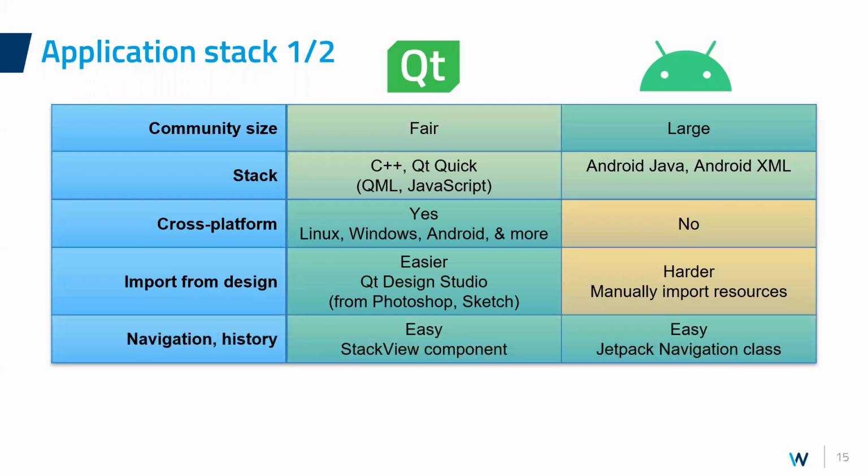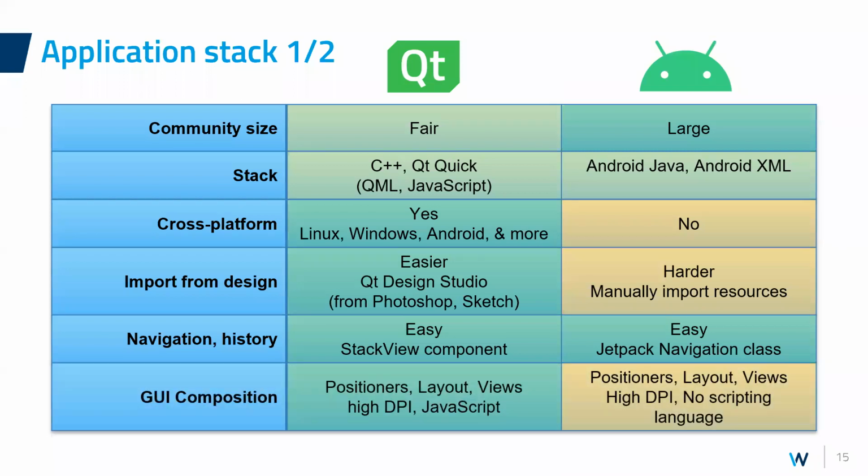If we look at navigation and history, so navigating in your application and going back, for example, that's very easy on both sides. If you're using Qt Quick, you have the StackView. If you use Java, you have the Jetpack Navigation class. So no big difference here. And the last category of this part was the composition of the graphical interface. Again, both are pretty similar.